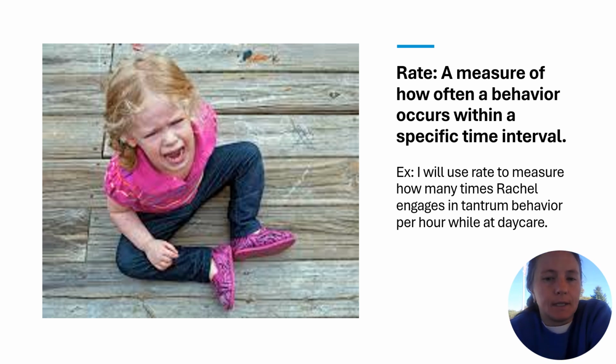The next one is rate. This is a measure of how often a behavior occurs within a specific time interval. An example of this is using rate to measure how many times Rachel engages in tantrum behavior per hour while at daycare.